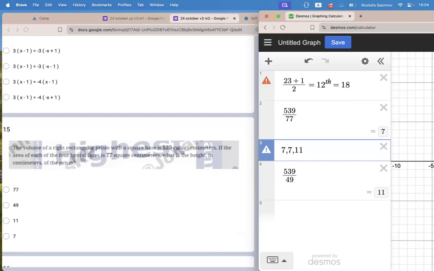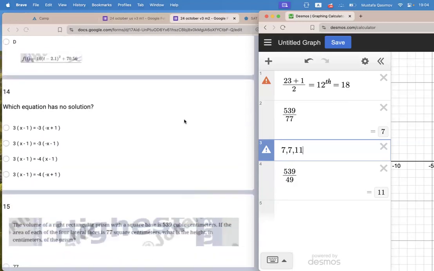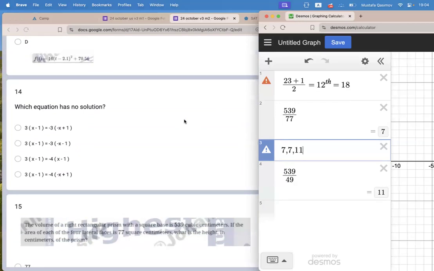Okay, let's continue. 14. For 14, you have to just look. The coefficient of x must be equal to each other, and it is only correct for option A, I think. No. Option A is totally the same, so it is an infinite number of solutions. Second one, yes, for the second one it's correct. For the second one, it is 3x minus 3 and 3x plus 3, so it is no solution. Any question?